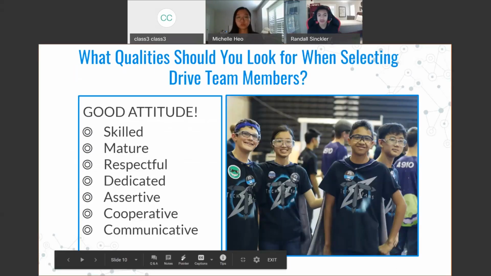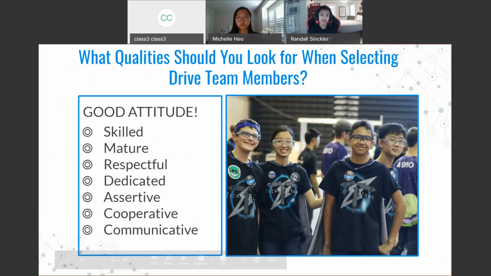So when selecting our drive team, we look for someone who is skilled in their position, although that isn't the only quality we look for. We also want someone who is mature and respectful. When you're at a competition, your drive team represents your entire team, and you wouldn't want your team to look immature and disrespectful to others. Alliance captains also wouldn't want to choose a disrespectful alliance member.